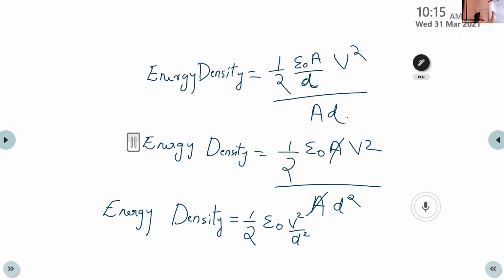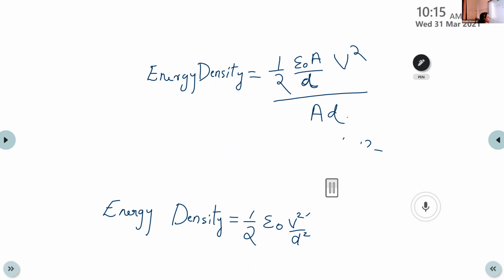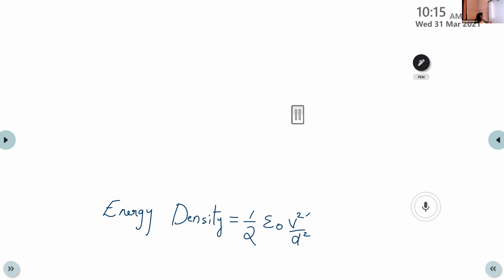Now, one more substitution. What is V by D? The potential by distance. It is the electric field E. It is the relation between the electric field and the potential. We know that the electric field is the negative gradient of potential, or the magnitude of the electric field is the potential per distance. So we know that E is equal to V by D. Then what is E square? E square is equal to V square divided by D square.